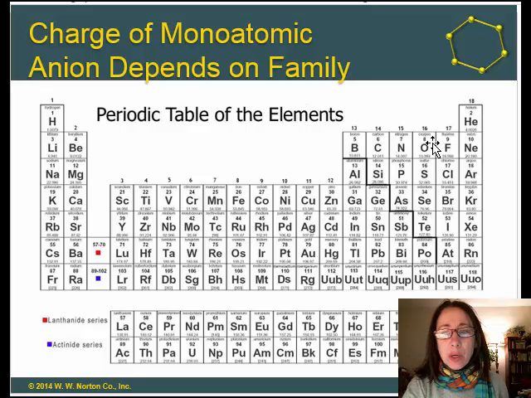So if we take a look at the periodic table, the nonmetals are always going to be negative, and we can tell their charge by how far away they are from the noble gases. So one column away from the noble gases, -1. The oxygen family is 2 columns away, so -2. And nitrogen and phosphorus, -3.